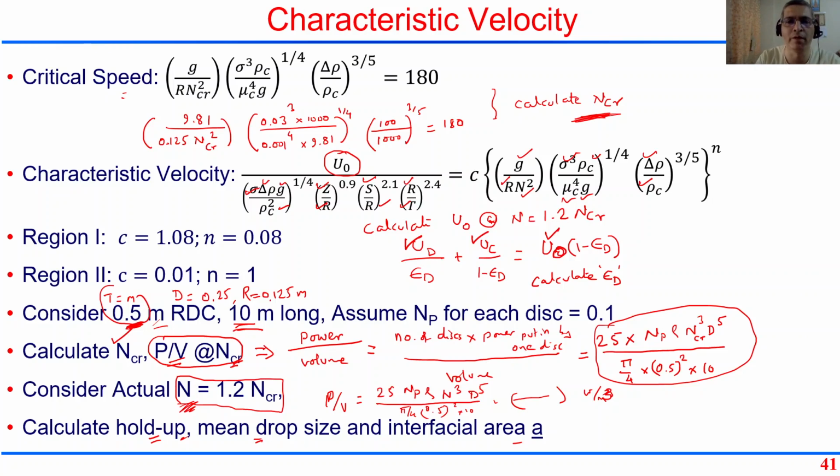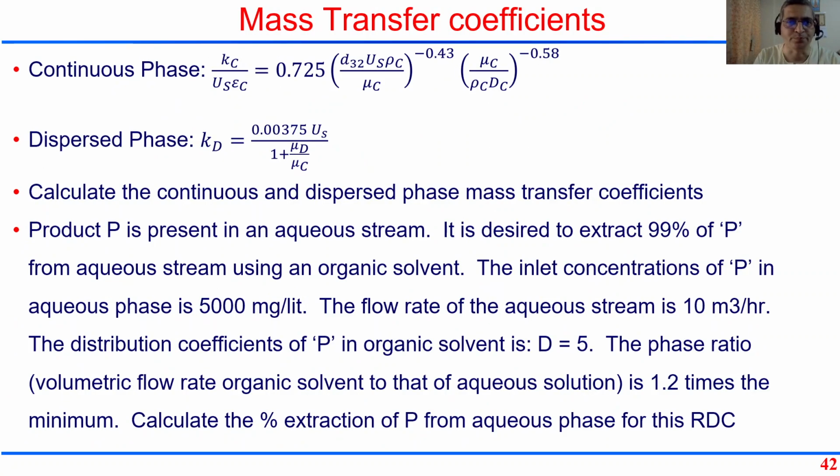And I would recommend that you put it in an Excel sheet so that you can keep on playing with the geometry parameters. Suppose what will happen if I have 1.1 times NCR, what if I have 0.8 times NCR, it behaves more like a spray column. What if I put in too much power, 2 times the NCR, what kind of drop sizes do I get, what kind of interfacial area do I get. Then we can go on forward.